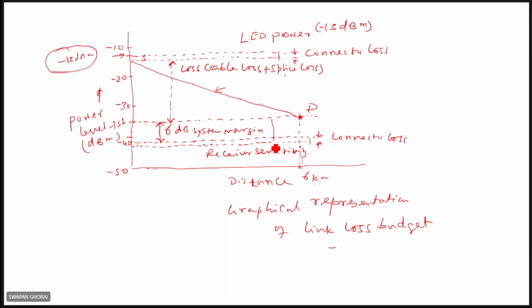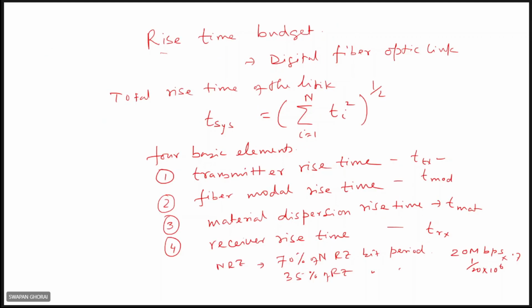Anyway, this is the power budget analysis. In the power budget analysis, you can determine what the maximum distance should be. If it does not meet the distance, that means you have to change the components, or maybe you have to use repeaters. After completion of this power budget analysis, next the designer will do the rise time budget analysis.